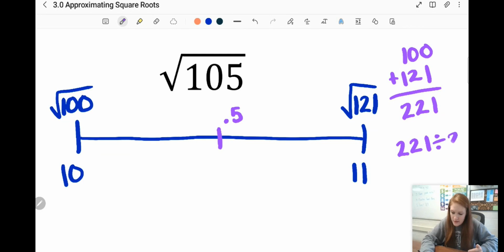Some of you may have some good strategies of how you do 221 divided by 2. What I like to do is I can either go one less or I can go one greater. I like to go one less and figure out what's half of 220. My tablet's glitching. Give me a second. What's half of 220? Well, half of 200 is 100. Half of 20 is 10. So half of 220 is 110.